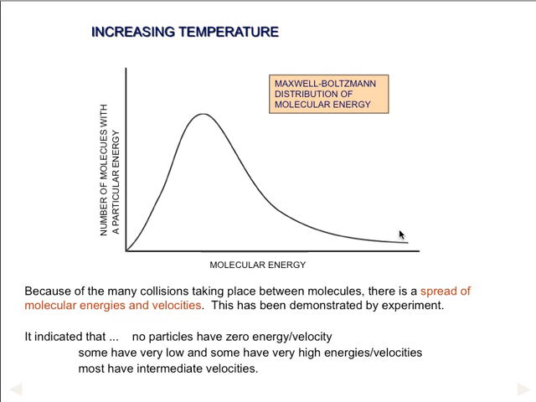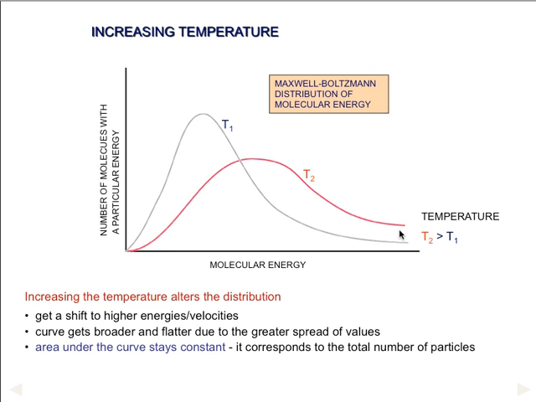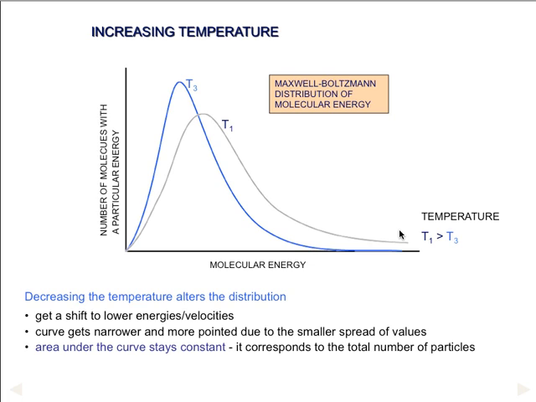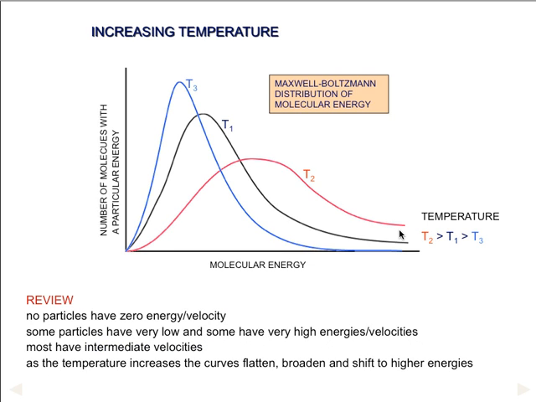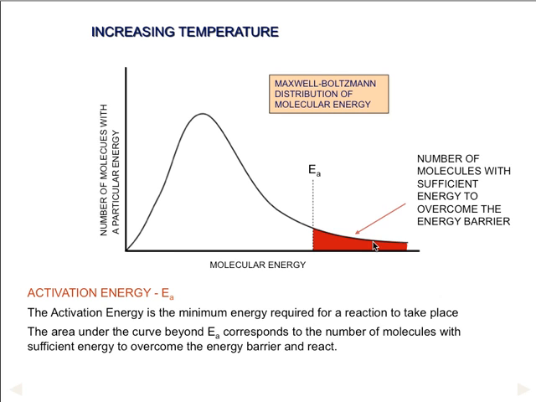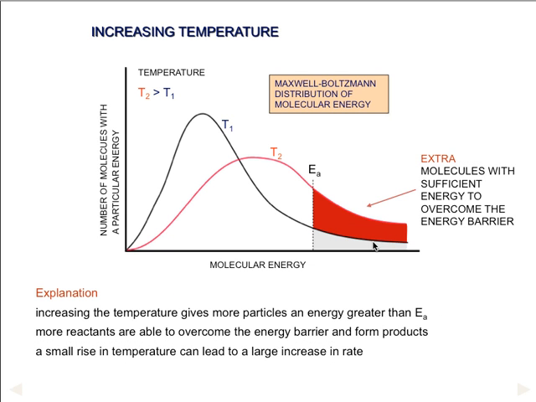We already talked about the Maxwell-Boltzmann distribution of molecular energy. Increasing the temperature alters the distribution. The area under the curve stays constant because that is just the total number of particles. And then we talked about the lower temperature having a lower average molecular energy, and higher temperature, higher average kinetic energy, with more of the particles at the higher end having the energy up here. Draw that line with the activation energy, and you'll see that at the higher temperature you have more particles underneath the curve with the higher energy.